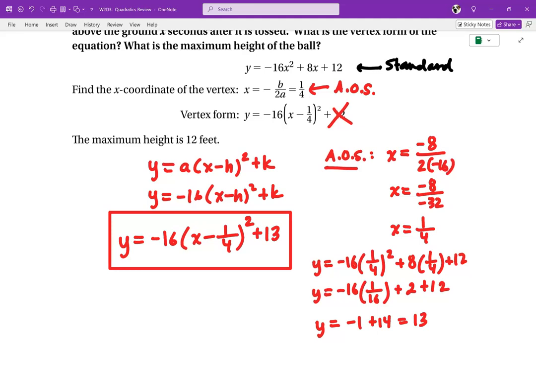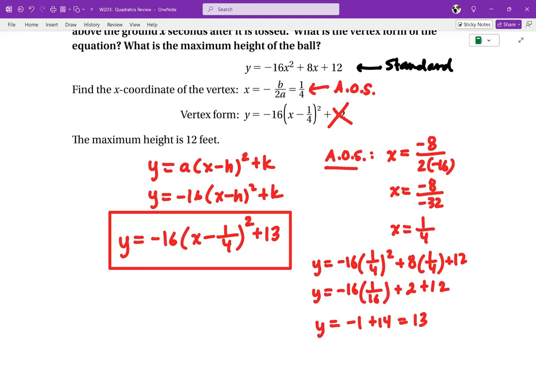So I wrote it out, vertex form, and I said, I need to know a, h, and k. I automatically knew what a was because a is the same in both equations. So a was negative 16. But I need to figure out h and k. In order to find h and k, I had to find my axis of symmetry and my vertex, right?